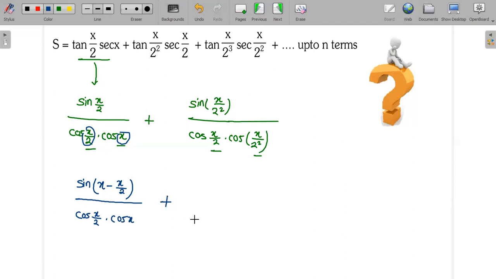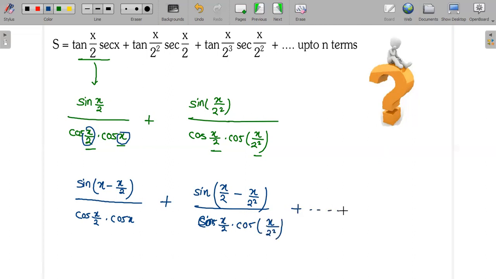The difference between their arguments is x by 2 minus x by 2 square, which is x by 2 square itself, and that is something we have in the numerator along with the sine term. So this is the difference of argument along with the sine ratio. And in the denominator we have cosine x by 2 times cosine x by 2 square. You need to keep repeating this process up till n terms.